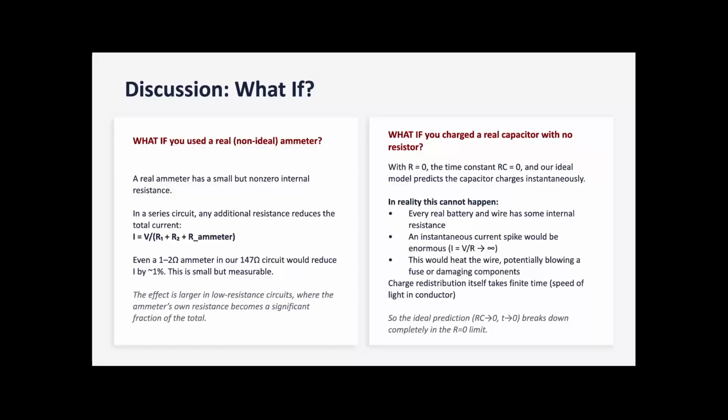But this is physically impossible. In reality, every battery has internal resistance and every wire has resistance. With negligible total resistance, the instantaneous current would be enormous, potentially hundreds of amps, enough to melt wires, blow fuses, or destroy components. The ideal RC model breaks down entirely in the R approaching 0 limit.